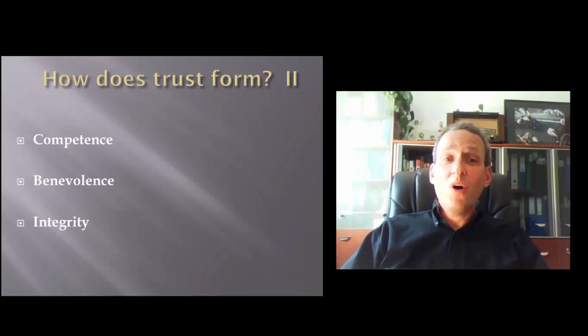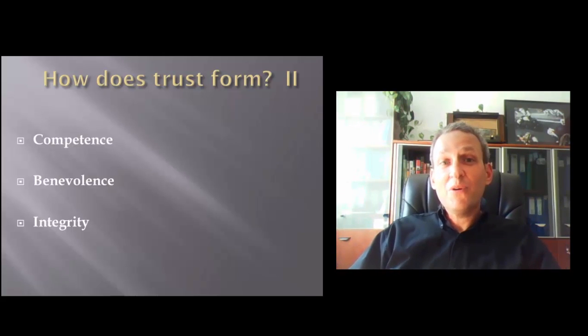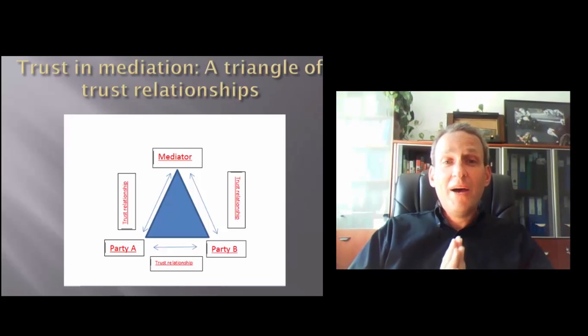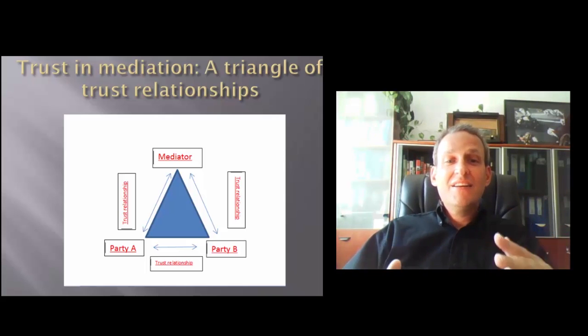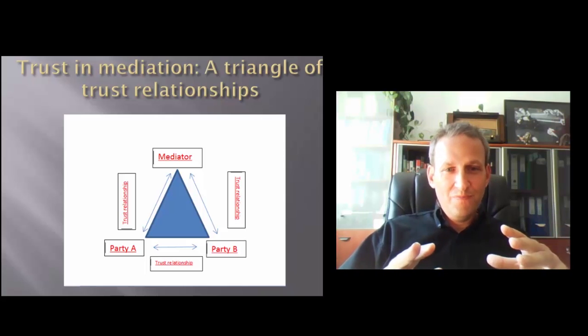That means that if we want to earn parties' trust, we should seem to be competent, benevolent, and to have good, solid integrity. Now, that should be kind of the ABC of mediation in the first place, but it's also the ABC of trust in mediation. But before we go there, let's talk about trust in mediation as having at least 3 separate trust relationships going on in the room.